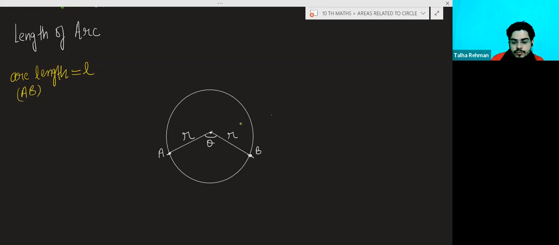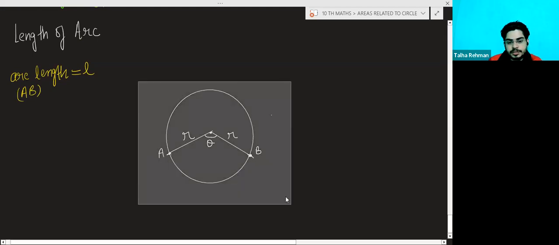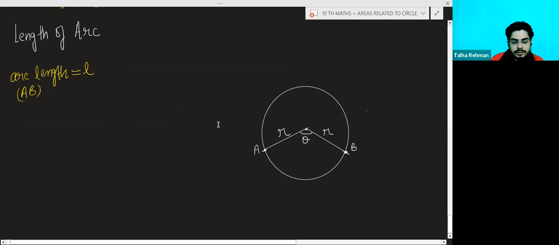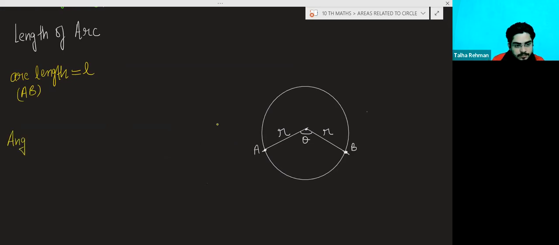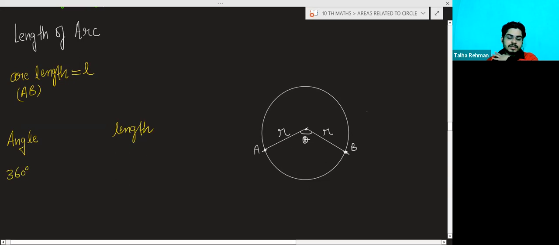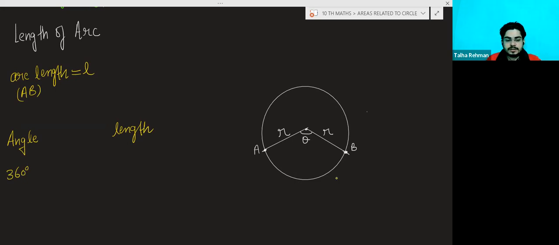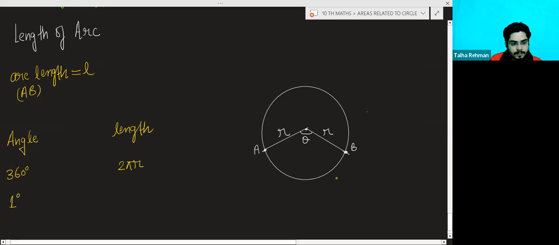So how will we calculate? Unitary method we will apply. What is the meaning of unitary method? Here we will write angle, and here we will write length. For the 360-degree angle, what will be the length? In case of a circle, if this angle becomes 360 degrees, then the length will become the whole circle. What will be the length of the whole circle? Circumference of the circle, that is 2 pi r. So length becomes 2 pi r. Now for unit degree, the length becomes 2 pi r by 360.